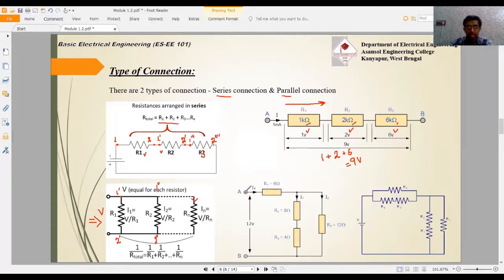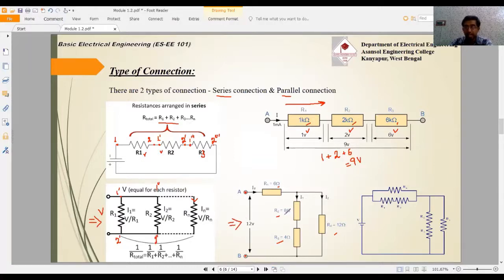Here you can see that across A and B, one resistance of 6 ohm, R1, is connected with another set of series parallel connection. Here R2 and R3 are in series and R4 is in parallel. So what will be the equivalent resistance? We are observing from the AB side.